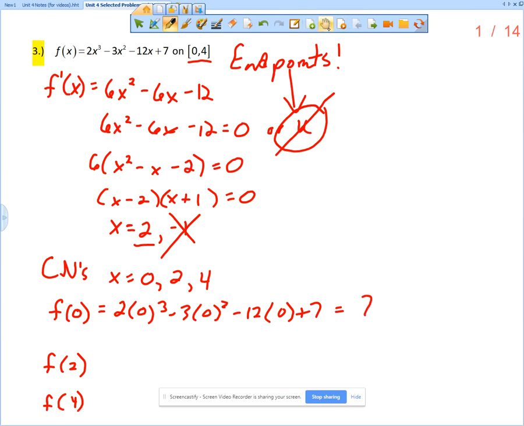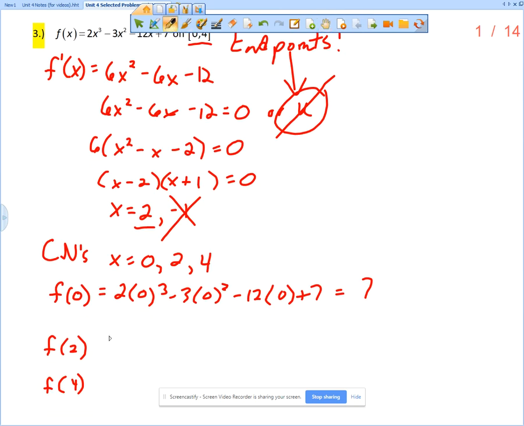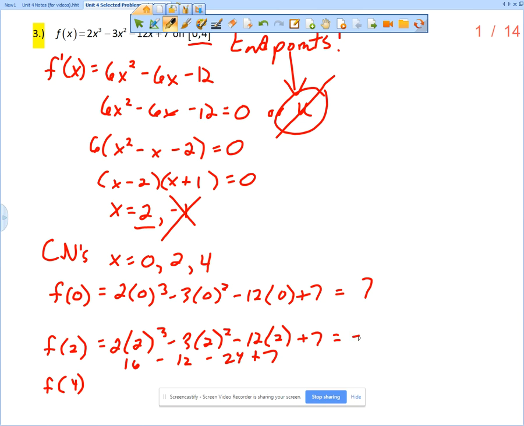All right, so then we evaluate f of 2. So 2 times 2 cubed minus 3 times 2 squared minus 12 times 2 plus 7. 2 cubed is 8, 8 times 2 is 16. Minus 3 times 2 squared: 2 squared is 4, 3 times 4 is 12. So 16 minus 12. Minus 12 times 2, 24. Plus 7. So 16 minus 12 is 4, 4 minus 24 is negative 20, plus 7 is negative 13.